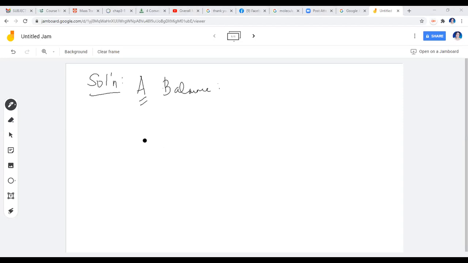So if I do A balance, can somebody dictate to me what would be the equation for A balance? What would be our equation for leaching in A balance? Anyone?